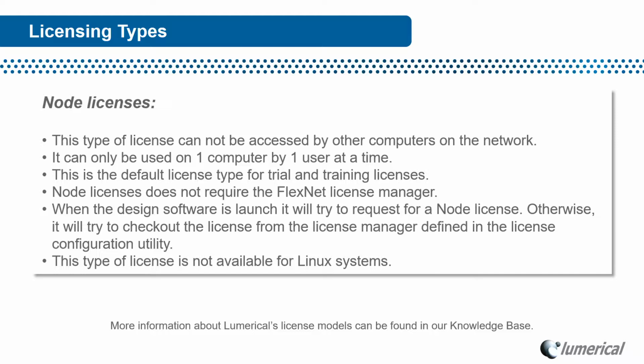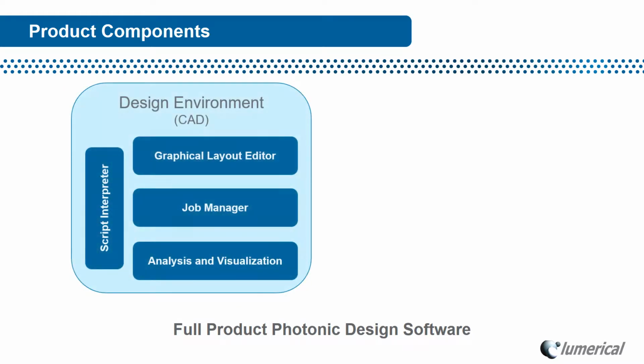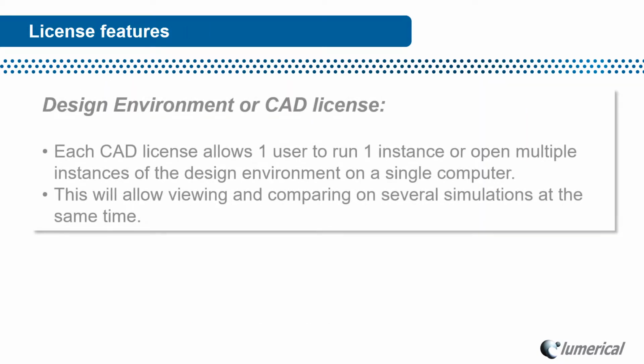Both types of license, however, allow one user on one computer to run the design software. When the software starts, it will try to check out a node license. If there are no node licenses, it will request the license from the FlexNet License Manager defined in the license configuration utility. As explained in the product components video, our products are composed of two main components: the graphical design environment, or the CAD, and the non-graphical simulation engine. Each component requires the corresponding license.